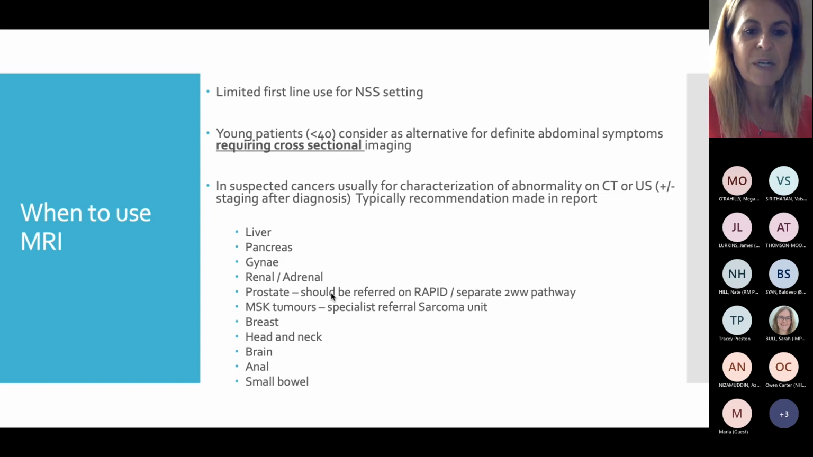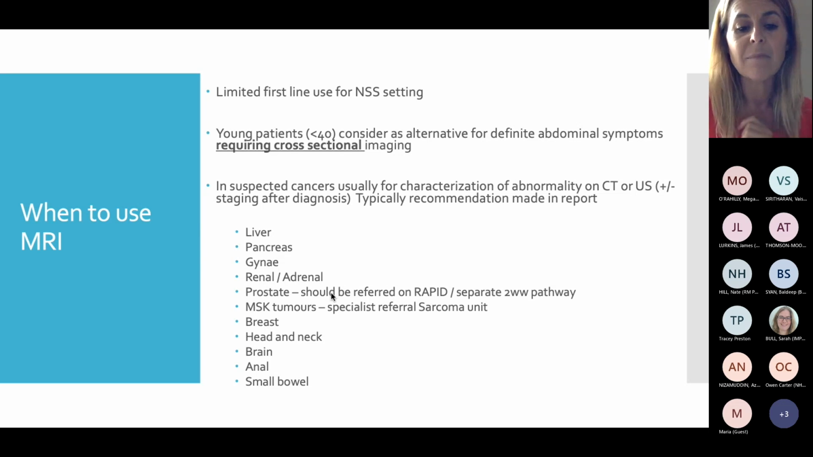But the examples where we might do it would be an indeterminate liver lesion, a cystic abnormality in the pancreas, a large cyst on an ultrasound for gynae, for example, for further characterization, indeterminate renal lesions, adrenal lesions. I put prostate and MSK in here, but really those should be going separately. If you've got something that needs a prostate MRI, that should be being seen on the rapid pathway. And MSK tumours at Imperial we refer to the specialist sarcoma unit, and I think that's probably similar across the sector.